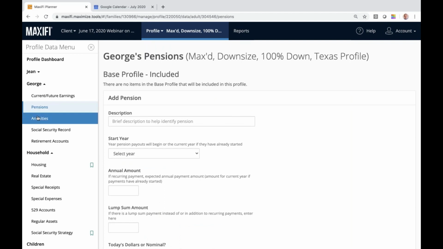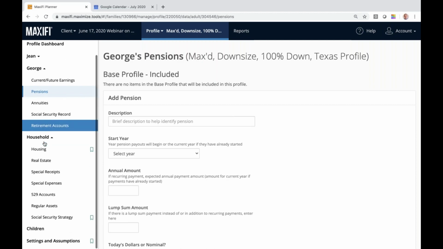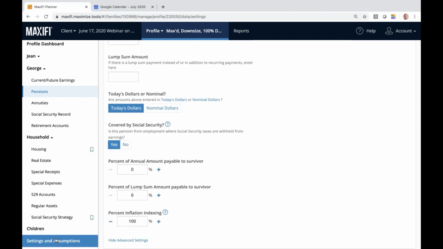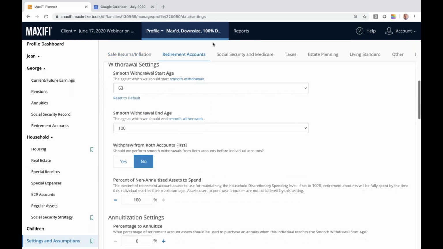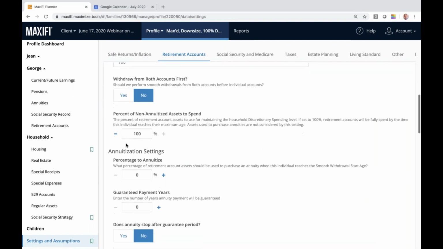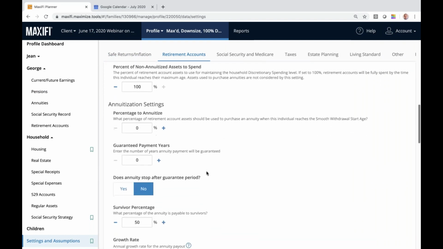You can add annuities that are apart from retirement account annuities. But what I screwed up with, and I apologize, is that when you go to settings and assumptions, for some reason, when I was toggling down here, I went too fast, and I forgot the whole section called annuity section, where you can tell the program, hey, I'd like to annuitize 40% of my Fidelity account or my T. Rowe Price account when I start taking it at 62.